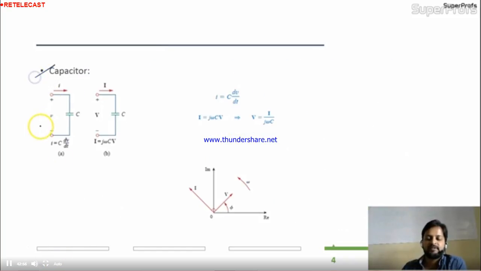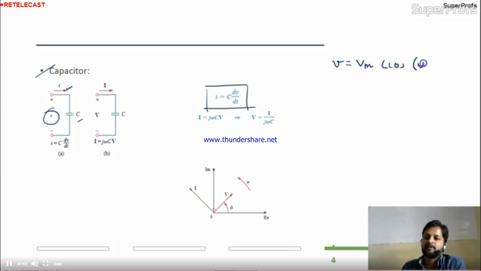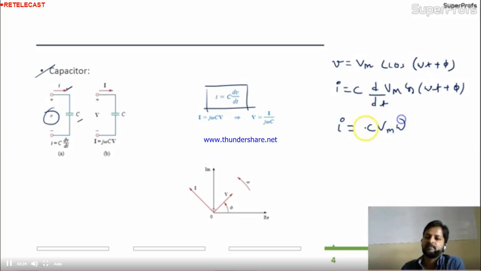Come to the capacitor. The capacitor is given over here. The current is I in the capacitor C. Voltage across the capacitor is V. Now, the relation between capacitor current and voltage is I equals C dV by dt. Now, assume the voltage equation: voltage is Vm cos(omega t plus phi). You need I equals C d by dt of Vm cos(omega t plus phi). You will differentiate, you will get C Vm omega, and this is minus sin(omega t plus phi).